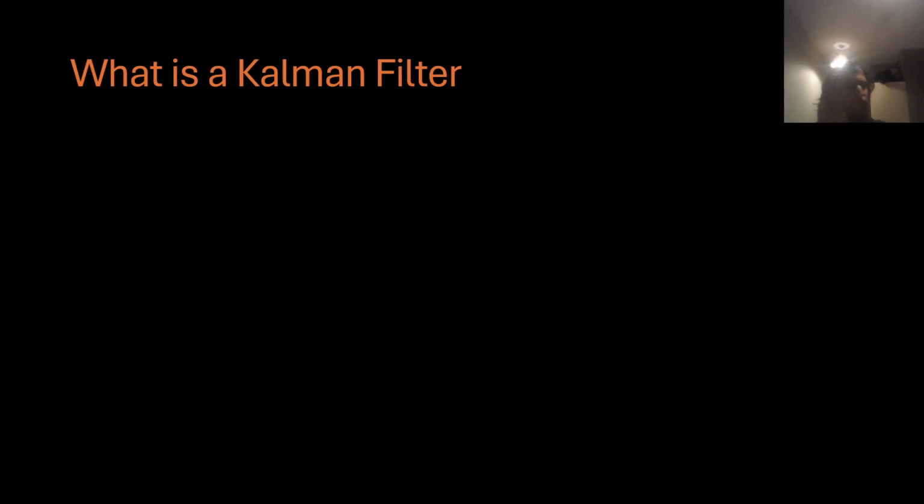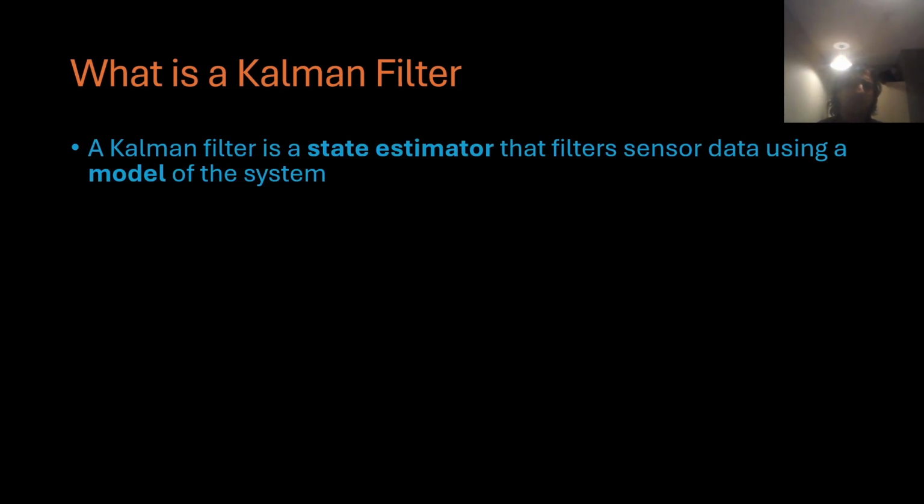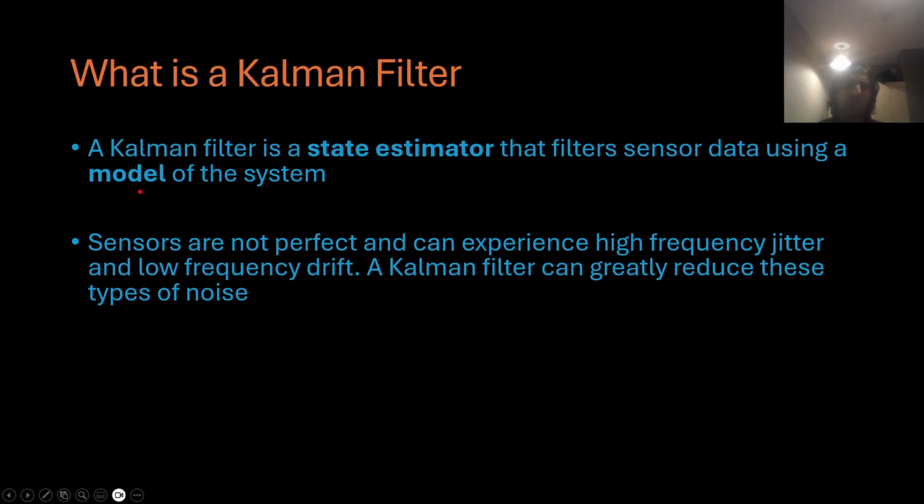Okay, finally, we've understood what a state is, or hopefully understood what it is. Now, what actually is a Kalman filter? Now, a Kalman filter is a state estimator that filters sensor data using a model of the system. Now, key word here is state estimator. It's estimating the state, and then it's also using a model, which I'll explain what a model is later on. Now, the reason we need a Kalman filter is sensors are not perfect and it can experience high frequency jitter and low frequency drift. A Kalman filter can greatly reduce these type of noises, as you'll see in the next slide.